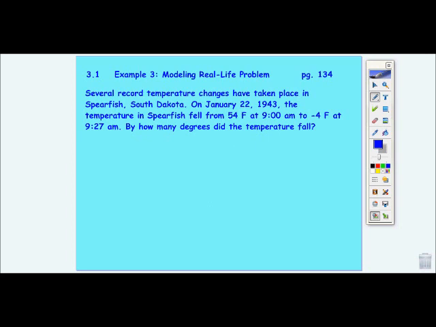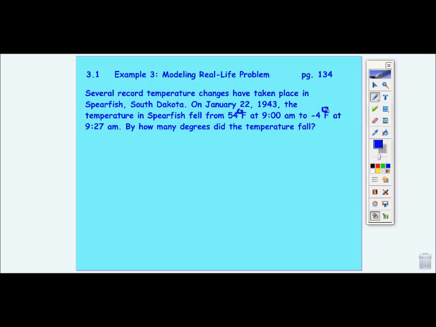Several record temperature changes have taken place in Spearfish, South Dakota. On January 22nd of 1943, the temperature in Spearfish fell from 54 degrees, I didn't type my degrees in there, at 9 a.m. to a negative 4 degrees at 9:27. By how many degrees did the temperature fall?